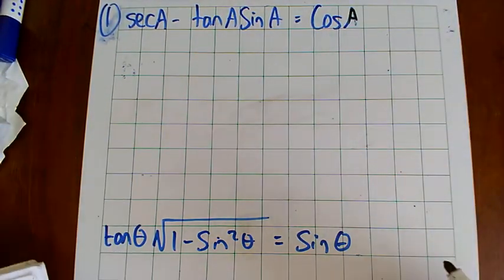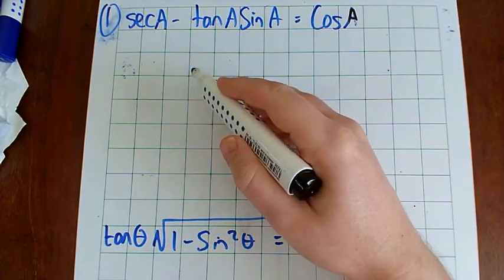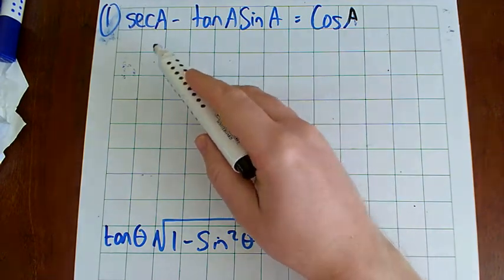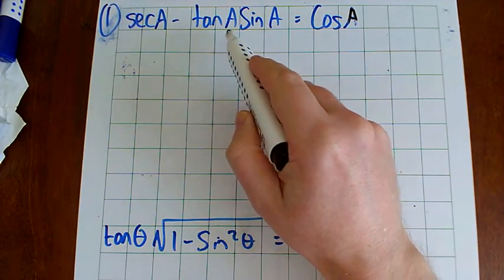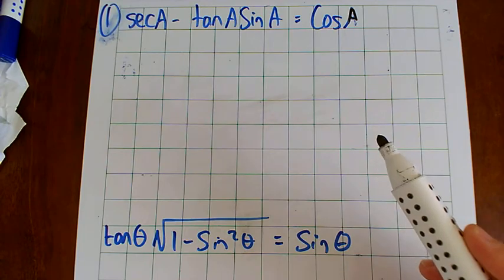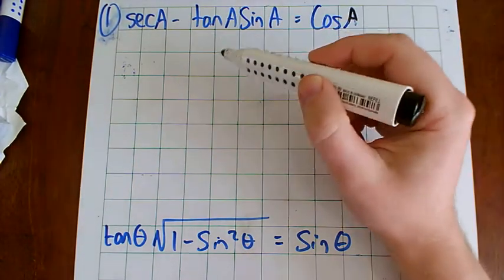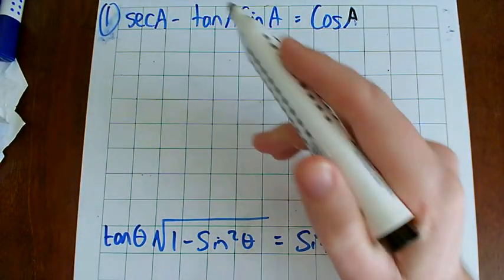On this one it says, prove that sec A minus tan A sine A is equal to cos A. Now, what you do with this is you pick a side that you're going to manipulate. Obviously it's the side that looks easiest to manipulate, which is generally going to be the left-hand side because you've got loads of stuff.